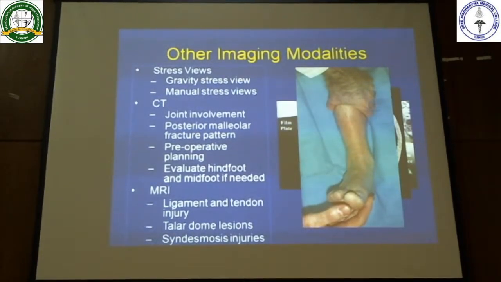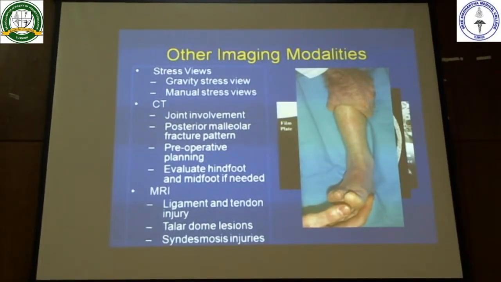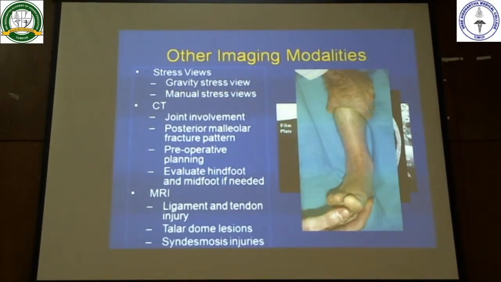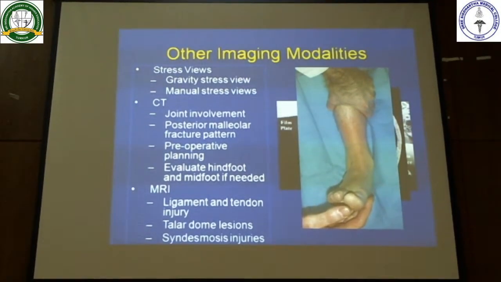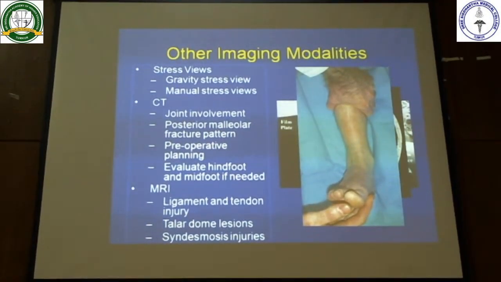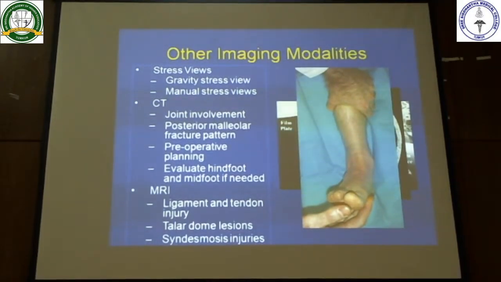Other imaging modalities, as we know, include something called a stress view. That is the gravity stress view and the manual stress view. Basically, you are applying pressure to the ankle joint and taking the X-ray. So for some specific injuries you may need to go for these views.